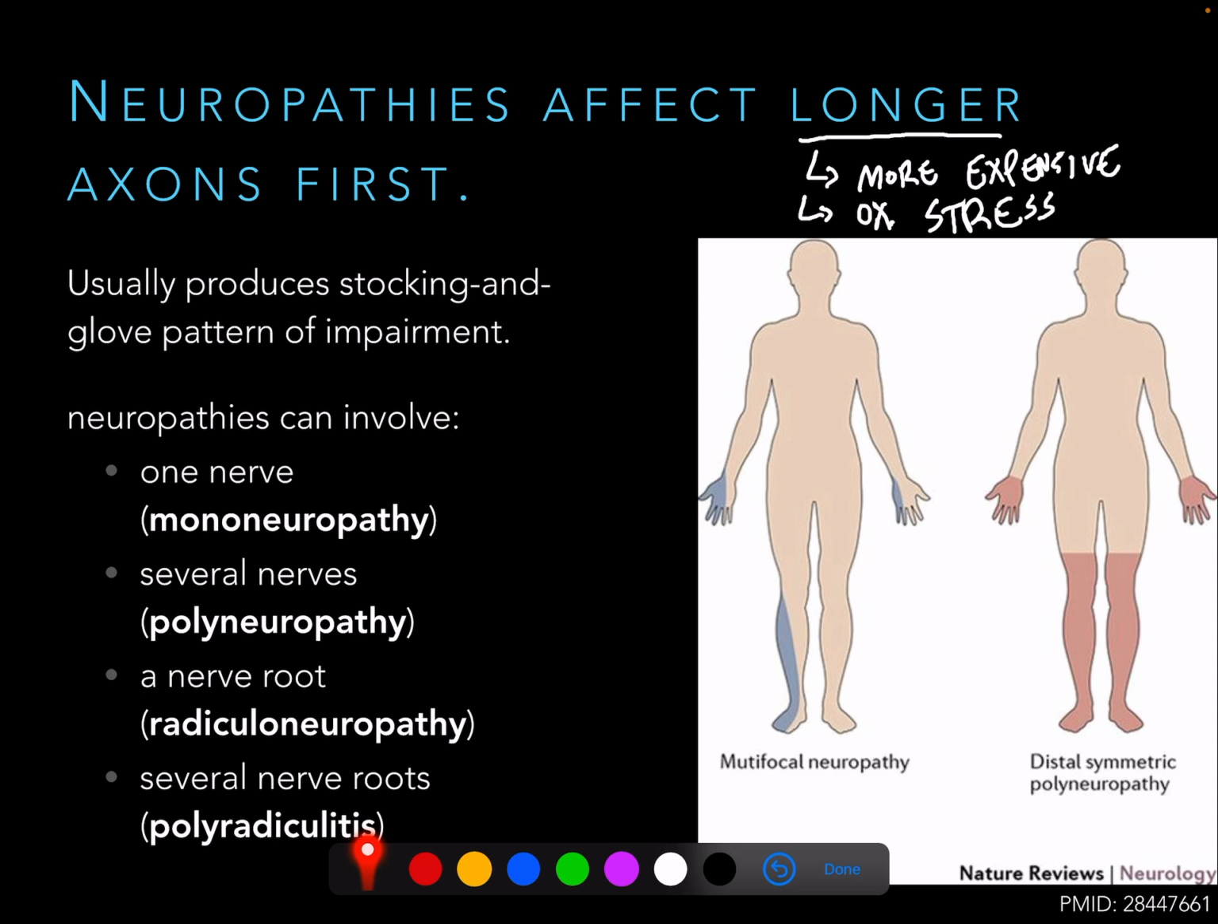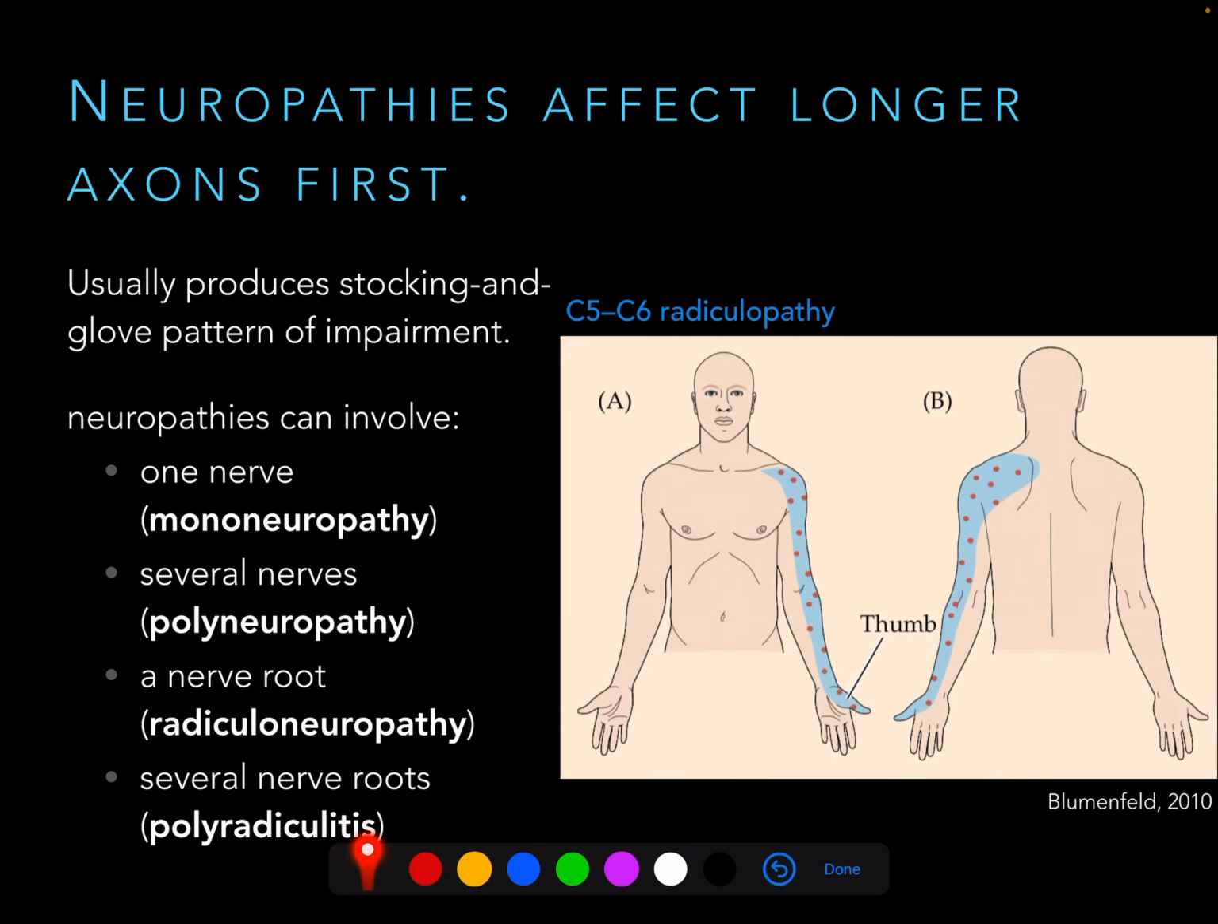Now, these neuropathies could involve a single nerve, mononeuropathy, or multiple nerves, polyneuropathies. They might also affect the nerve root. In that case, we're dealing with radiculopathies. And it could be one, a radiculopathy, or a polyradiculopathy. It depends on how many roots.